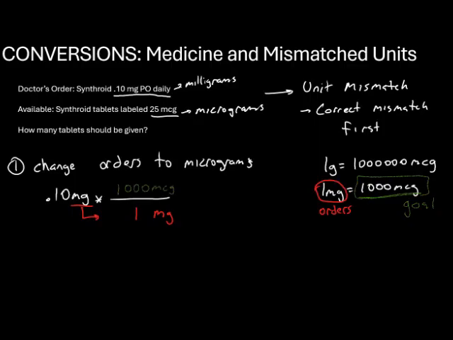Making sure to write mcg and not mg. Then we multiply 0.10 times 1,000 and we get 100 micrograms. Now in our second step, we'll bring those micrograms forward and we'll try to figure out how many tablets we need.